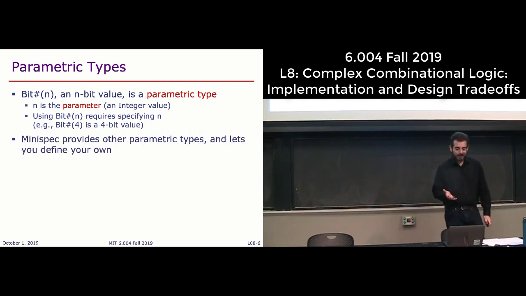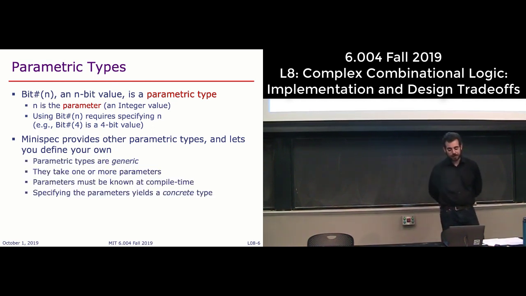Okay, so not only do you get bit n, but Minispec also has several other parametric types, and in fact it lets you define your own. So we'll see them later. I don't want to focus too much on parametric types. Just remember that they're generic types that, once you give them a particular value for the parameters, become concrete. And those parameters need to be known at compile time.